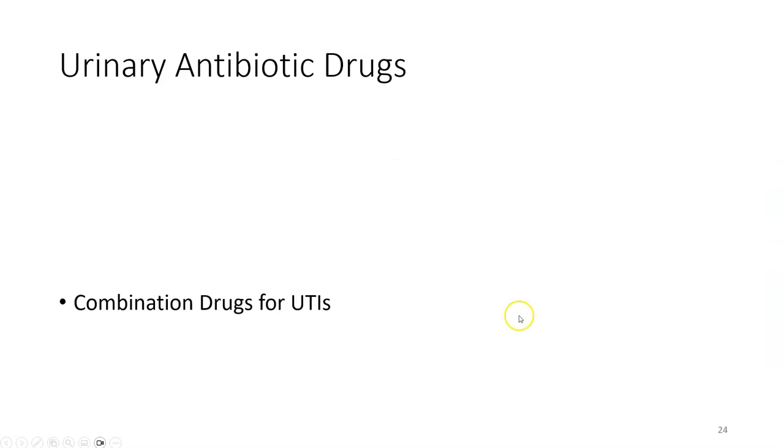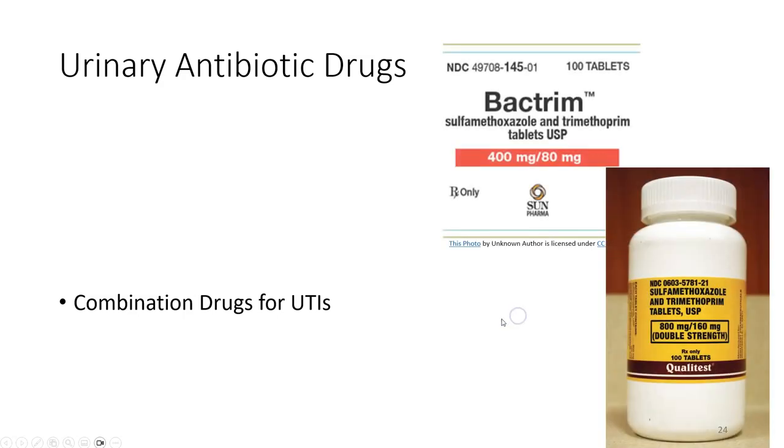And then our combinations. So again, this is a combination of trimethoprim and sulfamethoxazole. Both of these drugs are folic acid inhibitors. It's kind of hitting it with a one-two punch. So this combination has a lot of different brand names, including Bactrim, Septra, Cotrim. There's a bunch of different ones.